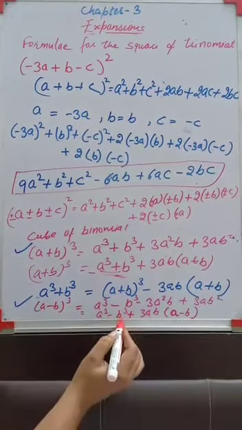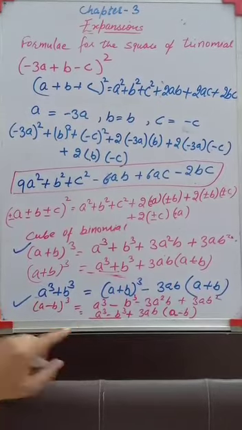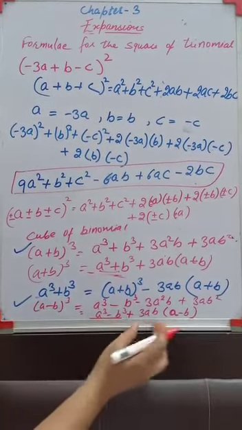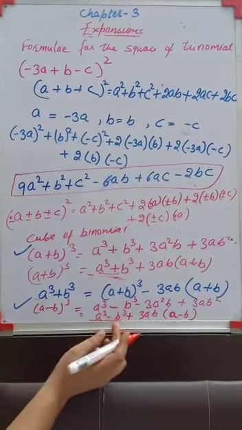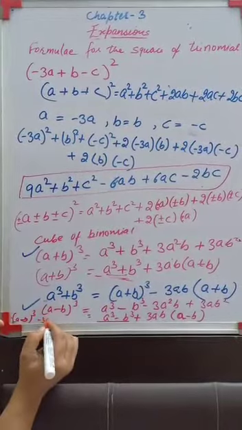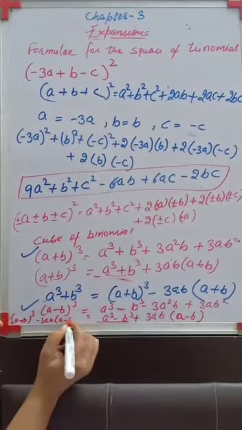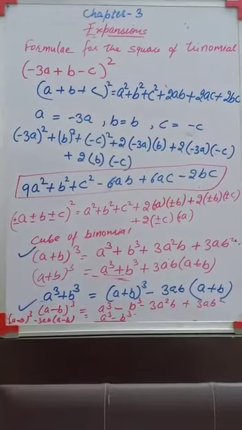Again, from here you can calculate the value of a minus b whole cube. You will shift this side, so a minus b whole cube will become a cube minus b cube minus 3ab (a minus b). This will be the value of a minus b whole cube.